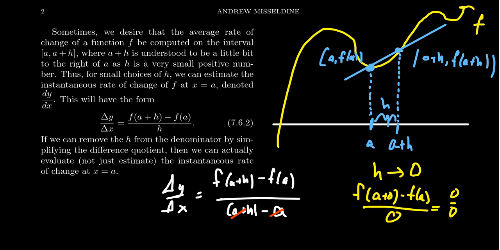But this actually gives us hope. What we see in here is we have the numerator 0 and the denominator 0 at the same time. The only way that's happening is that maybe the numerator and the denominator have a common factor, which in this case would have to be h. We can potentially cancel out the h in the numerator, simplify the difference quotient, and then plug in h equals 0. Why would we want to do such a thing?